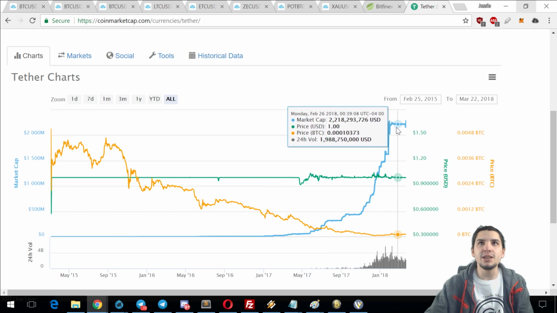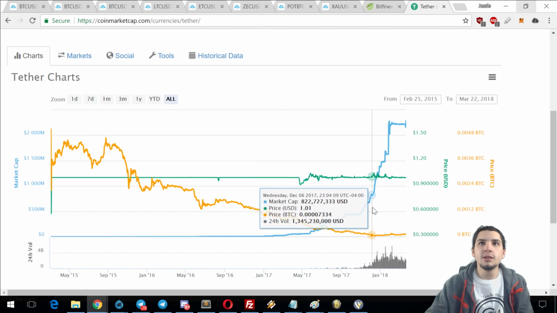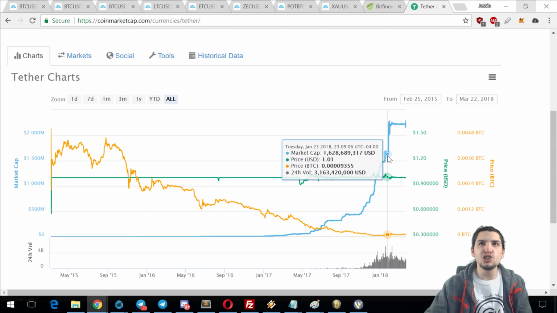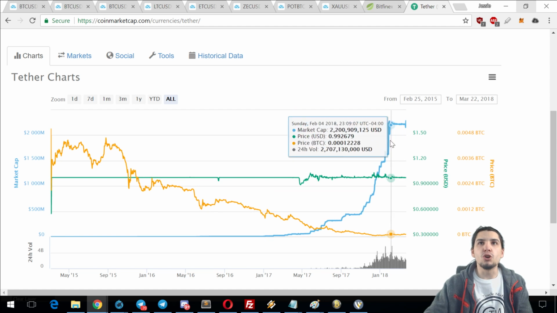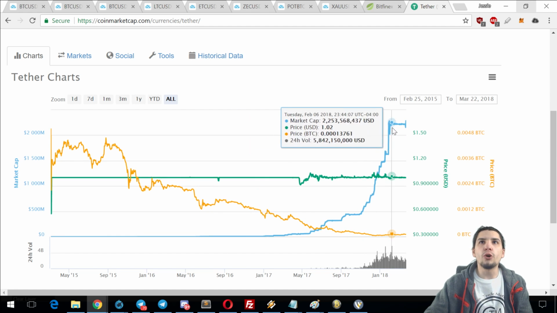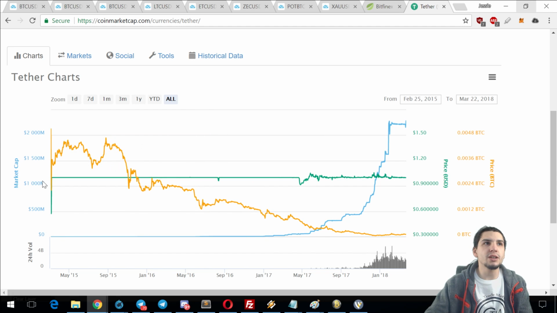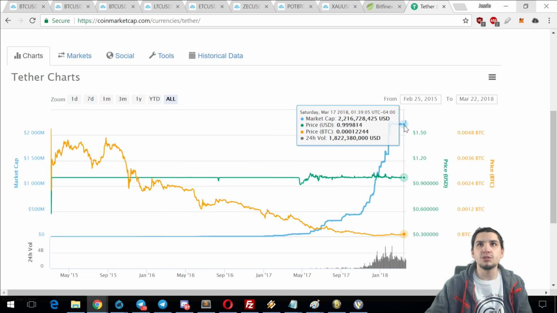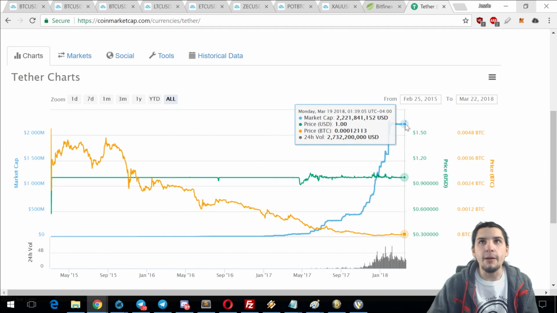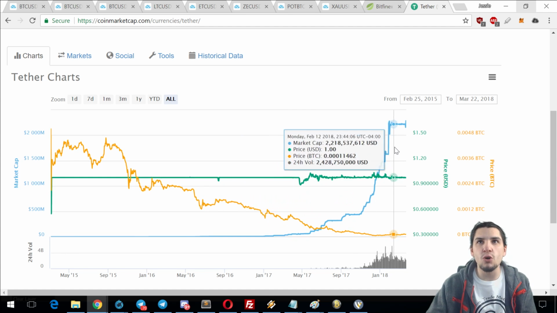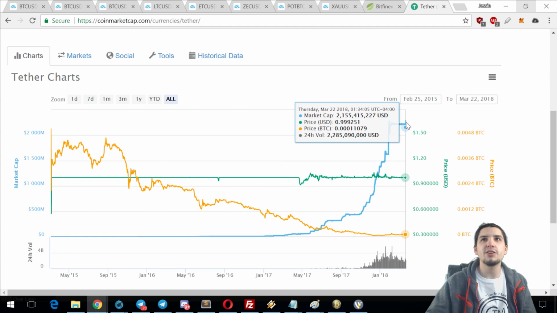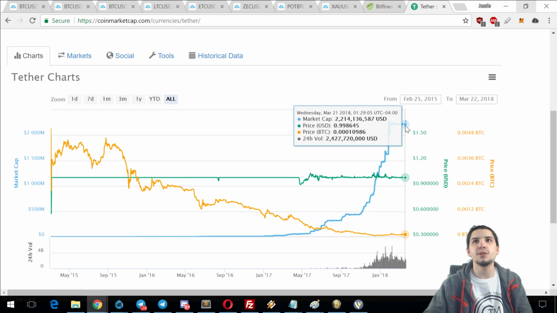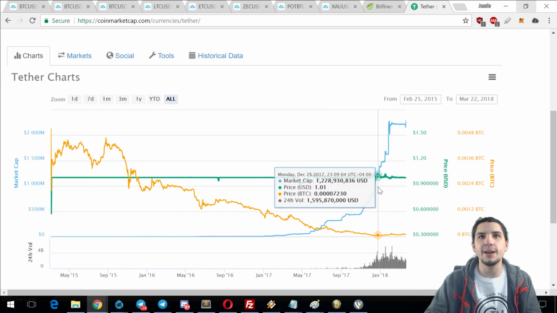So market cap is the total number of coins in circulation times the price of the coin. So in this case, one coin is worth $1, so the market cap in dollars equals the number of coins, but whatever. So the blue line is the number of tethers that are actually in circulation. So there's like 2.5 billion tethers in circulation or something like that.